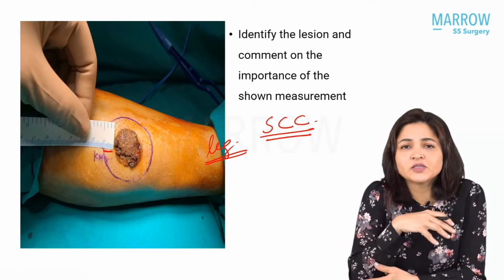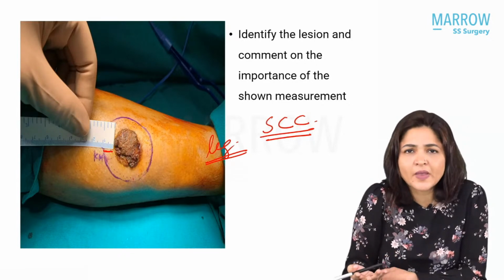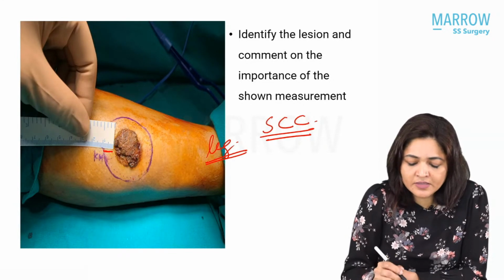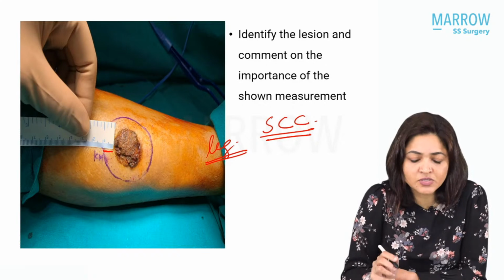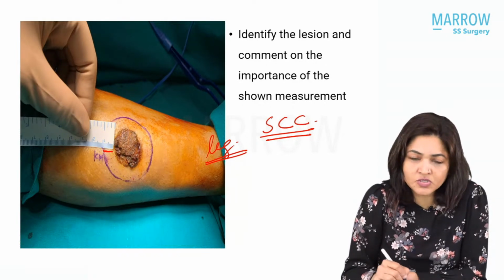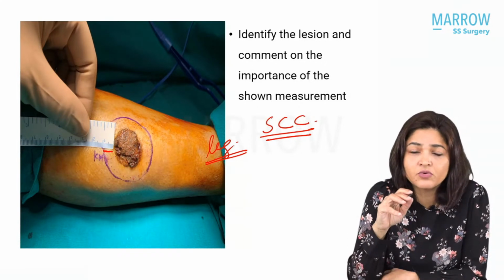So if you're asked to describe the entire procedure, let's say you're doing it under spinal anesthesia, for example, then what do you do? Under spinal anesthesia, you paint, drape, then you will mark the margins, take the margin, and remove the lesion with the concerned margin. Then what will you do?